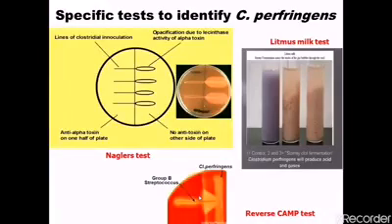Reverse CAMP test. In this case, you will apply group B streptococcus on blood agar, and you will streak Clostridium perfringens perpendicular to it. Incubate this, and you will notice an arrowhead formation, which points towards Clostridium perfringens. This is because the alpha toxin of Clostridium perfringens interacts with the CAMP factor of this group B streptococcus, so there is synergistic hemolysis.